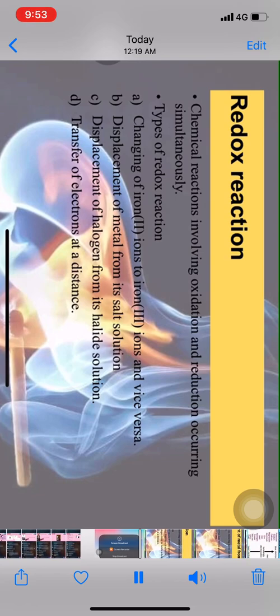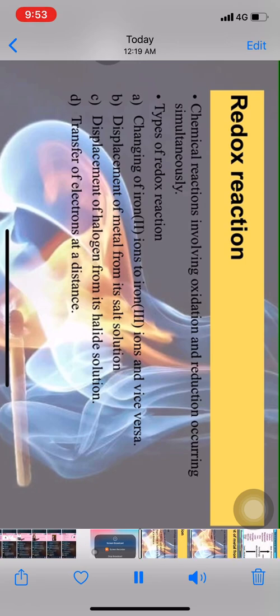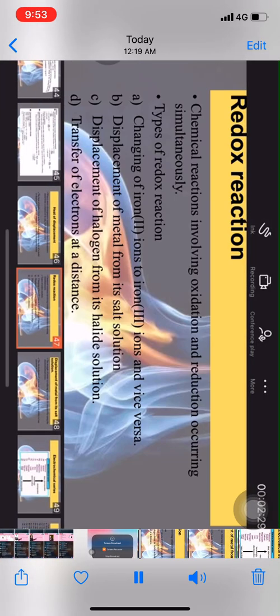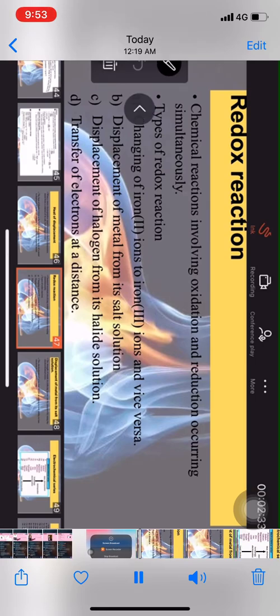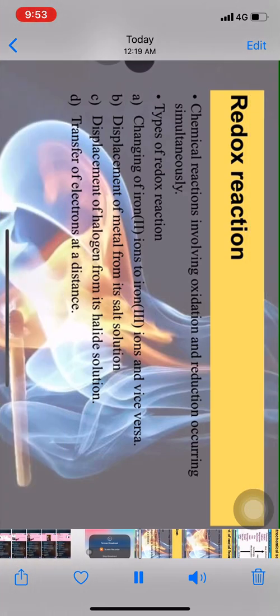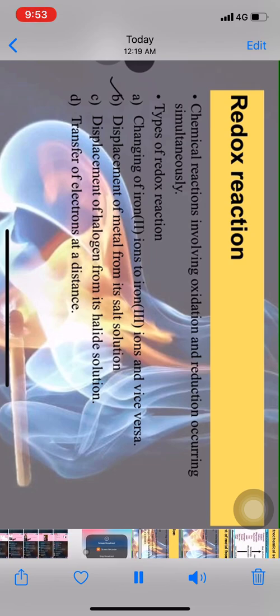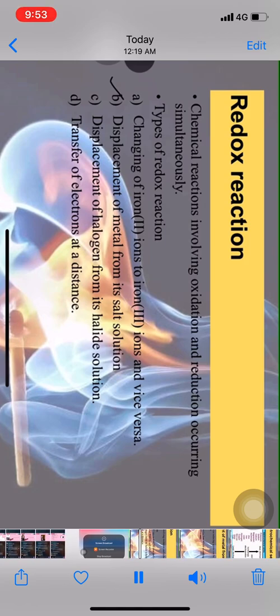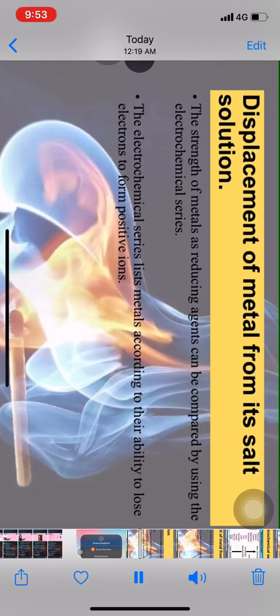Second, displacement of metal from its salt solution. And then C, displacement of halogen from its halide solution. And then D is transfer of electron at a distance. The one that is related to the heat of displacement is displacement of a metal from its salt solution, so I will explain more about this.